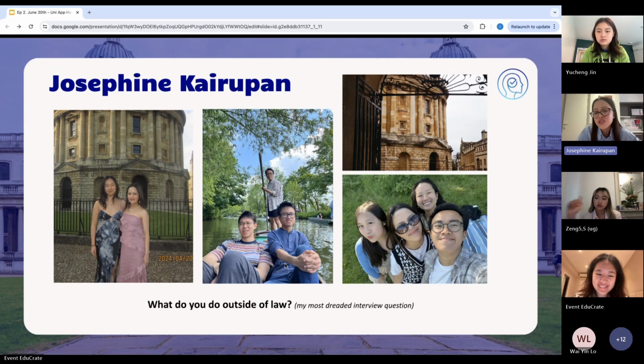But what do I do outside of law? It's mostly just spending time with friends. These are very Oxford activities, so that's punting, where you can punt on the rivers. The first photo is the ball. Oxford colleges have balls. It's just fancy parties that you pay an extortionate amount for, but it's very fun. Would recommend. And I really like taking photos with my film camera. That's something I do around Oxford. It's quite a pretty city, very filmable.